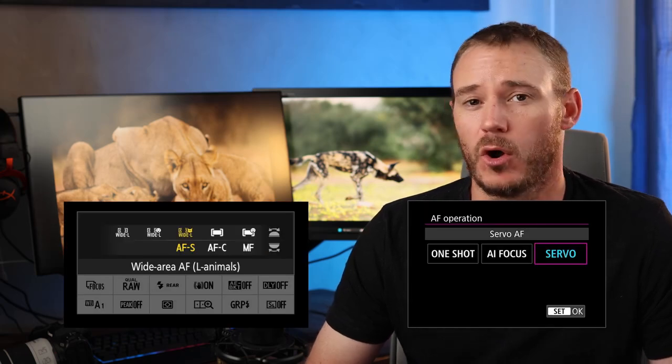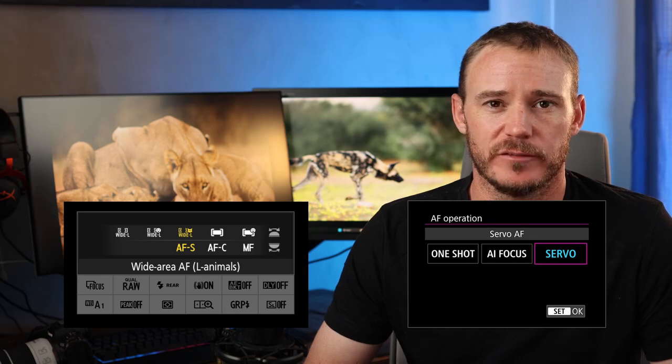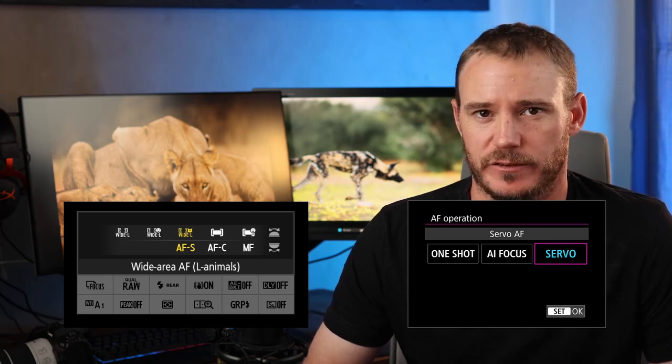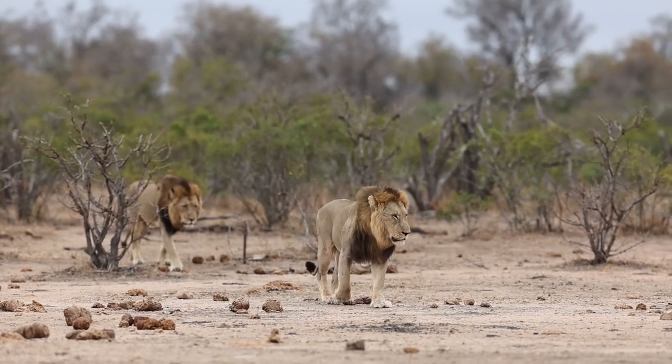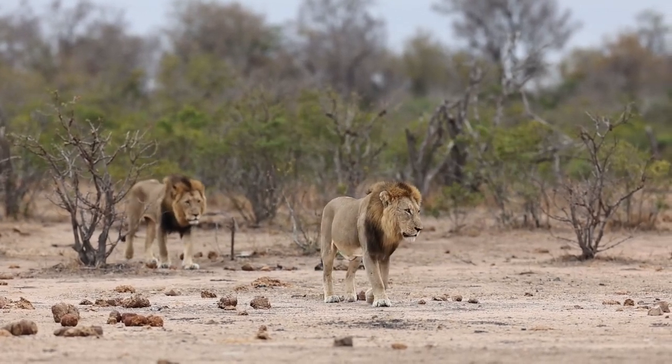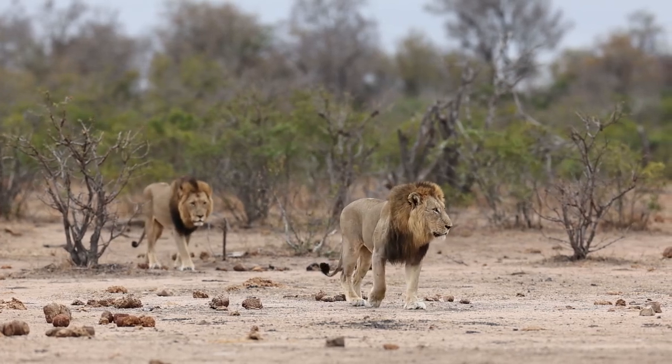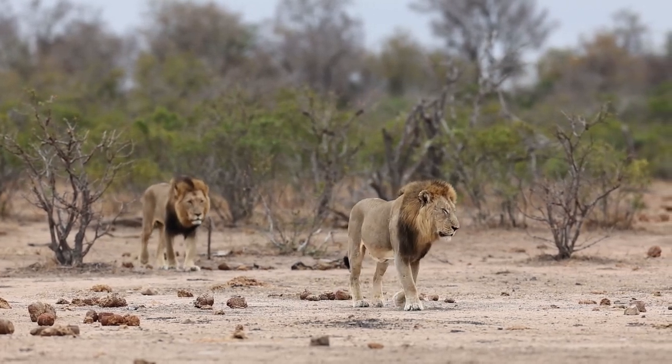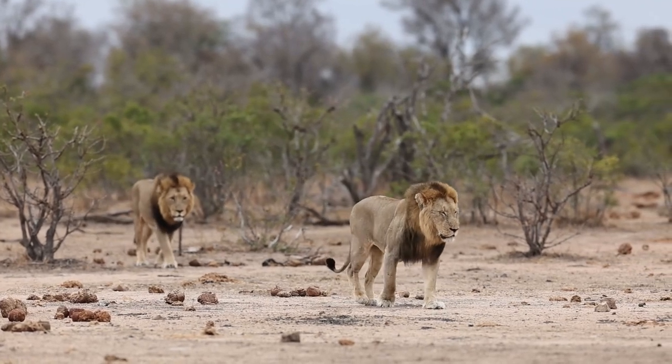Another thing I see on safari quite often is people not necessarily having a good understanding of how the autofocus system works in their camera. Now, all cameras these days, be it DSLR or mirrorless, have multiple different types of autofocus functions. The most important is your one-shot or single servo versus AI servo or continuous focus. For wildlife on the move, we need to be in continuous servo or AI servo so that the camera tracks the animal and keeps the focus on the animal while it moves.